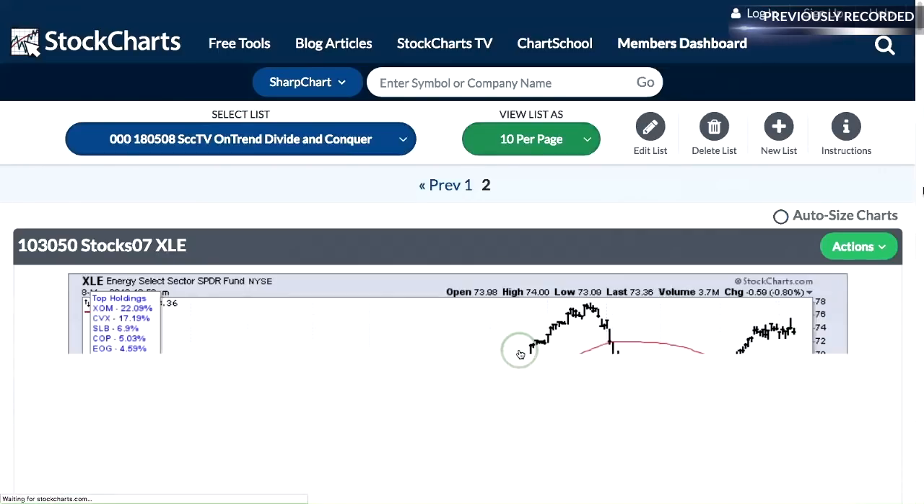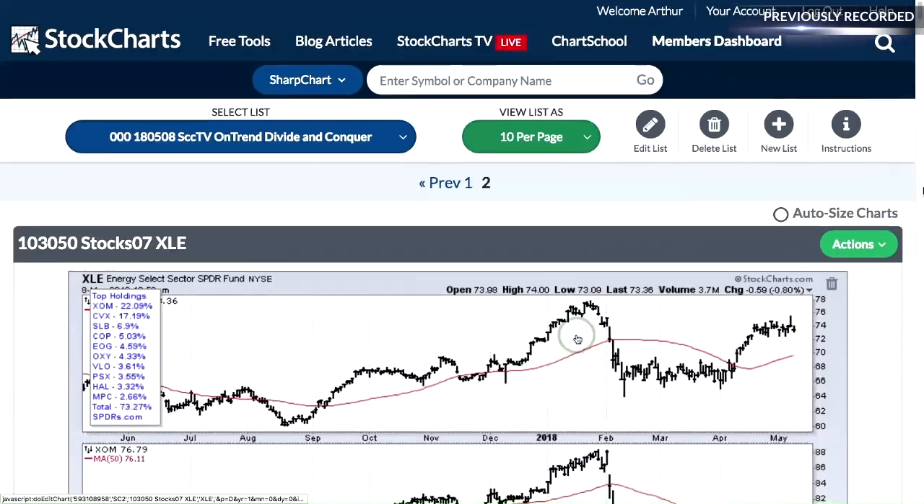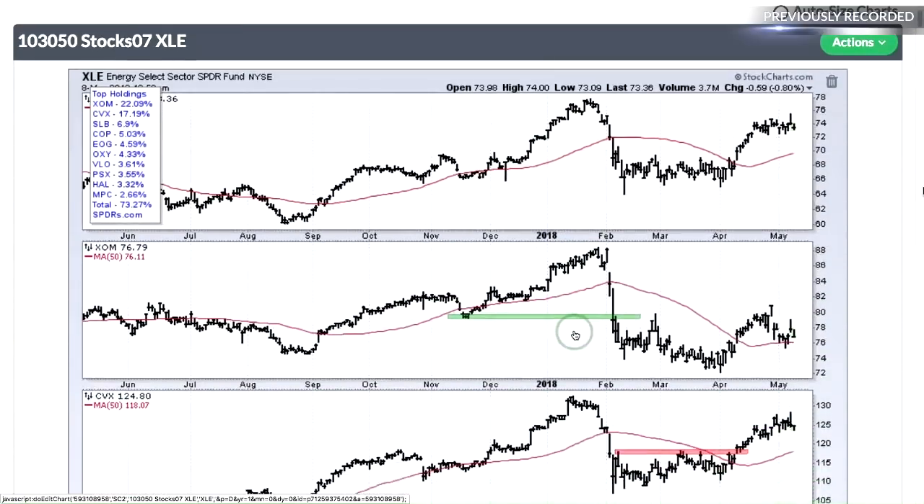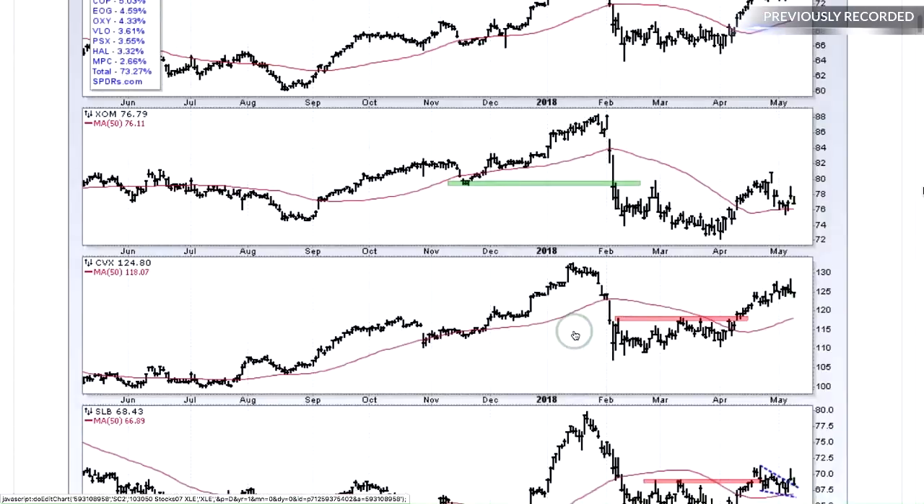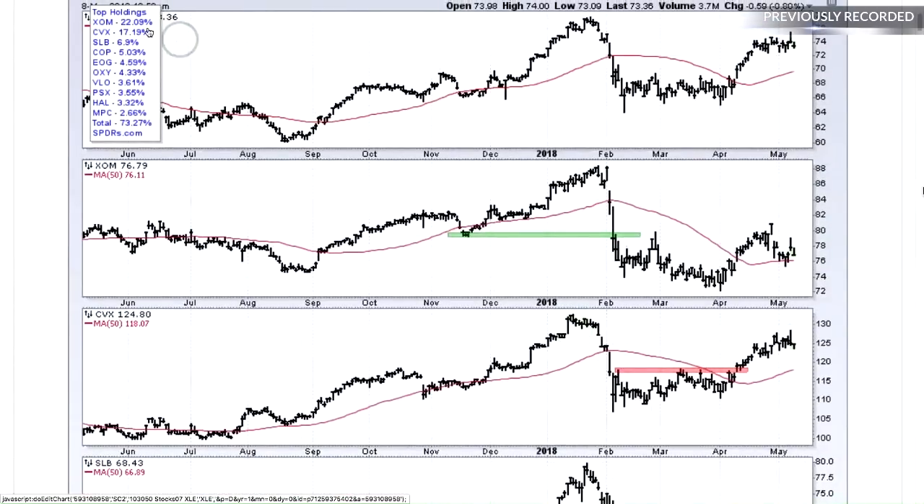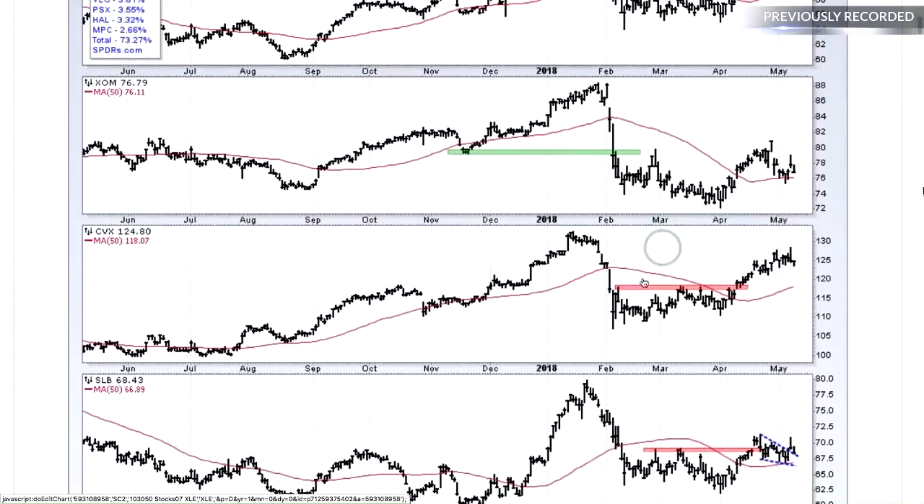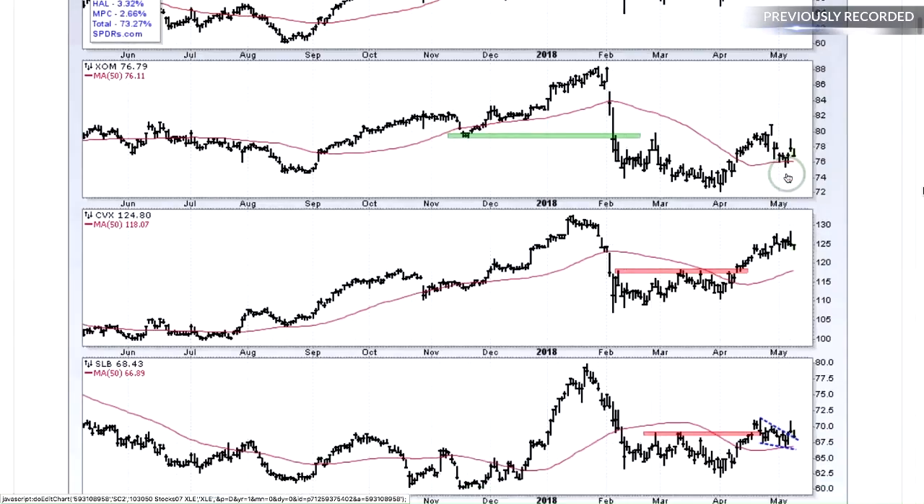And then these other sectors, energy, okay, I do look at. We're seeing some pop and drop. ExxonMobil accounts for 22% there. And you can see the top 10 stocks account for 73%. That is a heck of a lot. All right, so Chevron looks okay, but ExxonMobil looks quite shaky. Stay away from that one.